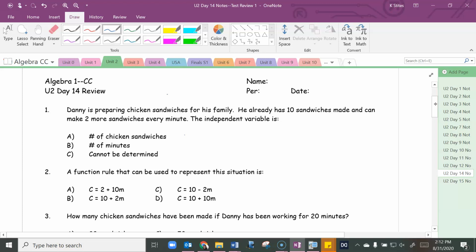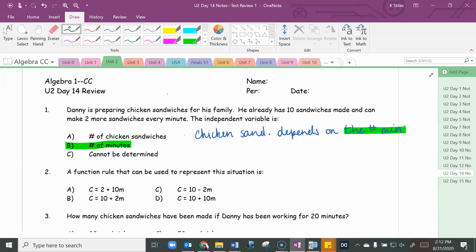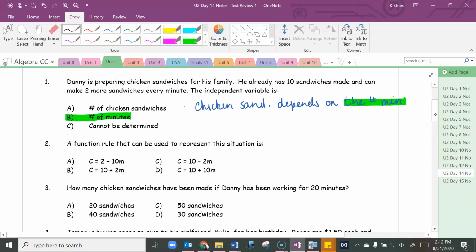And what you should remember is that in this situation, the number of chicken sandwiches depends on the number of minutes. And that means that number of minutes is independent. Also, it's time, and time is always independent. So now we can create a function rule that expresses this. So remember, he already started with 10 sandwiches, and he's making 2 more per minute. So that would be letter B, because he's already made 10 and he's making 2 more, plus 2 per minute.